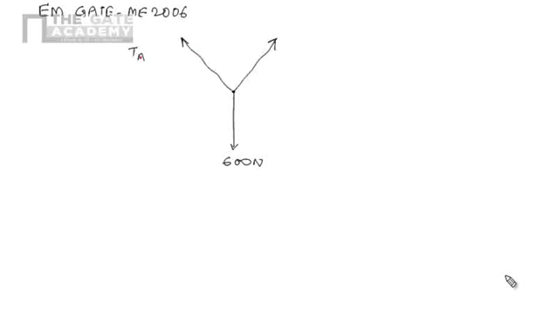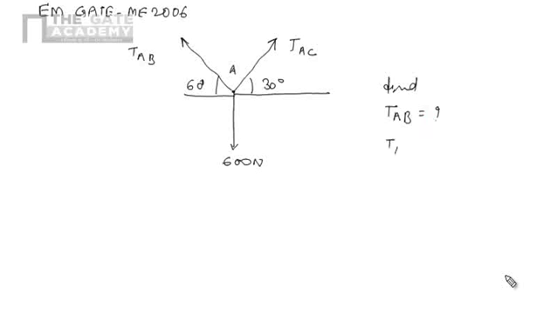Let's take another problem of engineering mechanics, which was asked in the GATE examination for AME 2006. The problem is that the particle A is under equilibrium with the applied forces shown in the figure, that is TAB and TAC, which make angles of 30 degrees and 60 degrees with the horizontal. And now we are interested in finding the values of TAB and TAC.